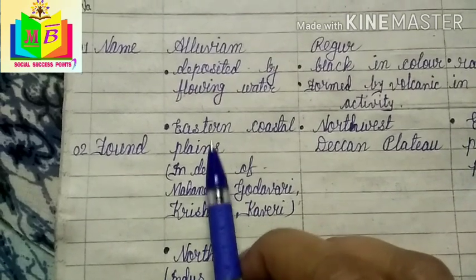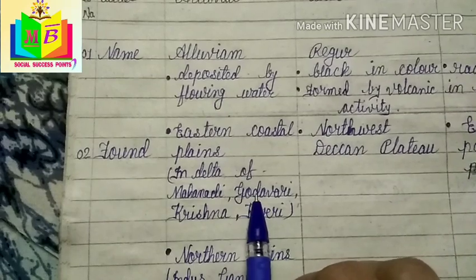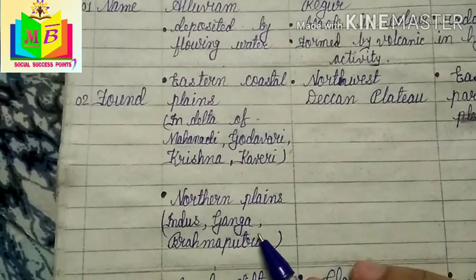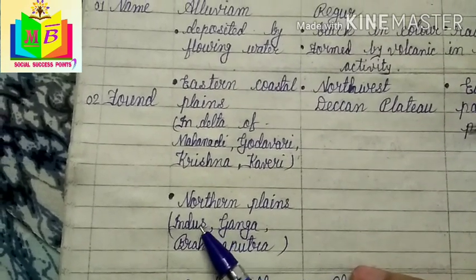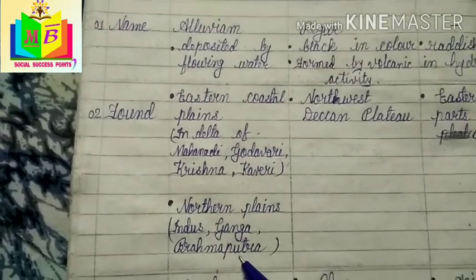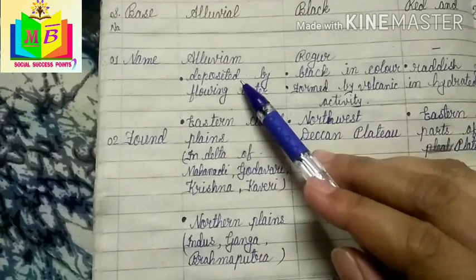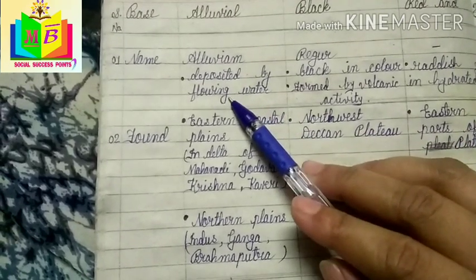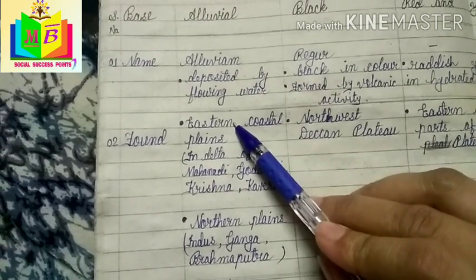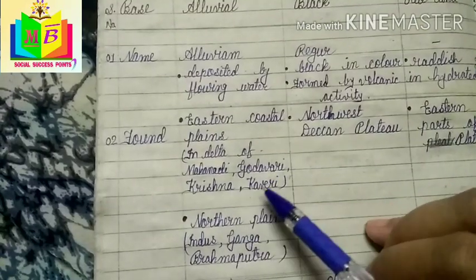It is deposited by the deltas of Mahanadi, Godavari, Krishna and Kaveri. And in the northern plain it is deposited by the Indus river, Ganga river and Brahmaputra river. So the other name of alluvial soil is alluvium. It is deposited and formed by flowing water, and it is found in the eastern coastal plain, deposited by the deltas of Mahanadi, Godavari, Krishna and Kaveri.